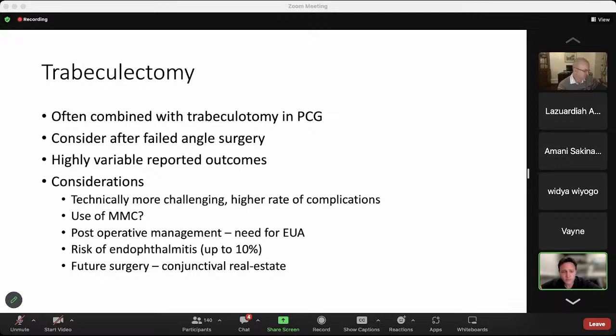If you look at a lot of series, the rates of success with a trabeculotomy alone compared with a combined trabeculectomy tend to be fairly similar.